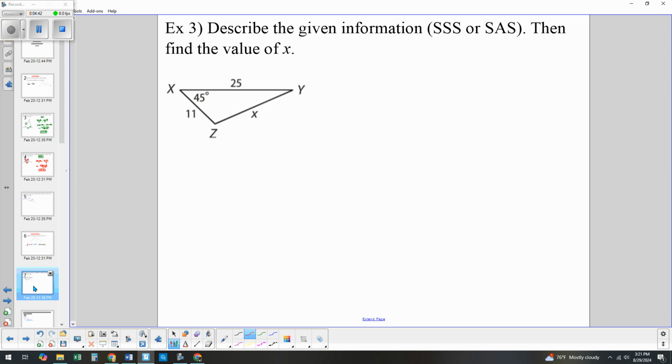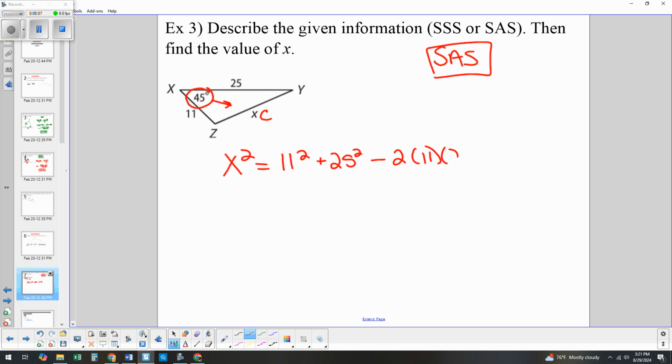For example 3, we can see that we are given two sides and the angle between them, so we are given SAS. If the angle I'm given is here, then this is my side c. So I'm going to start with x squared equals c squared equals a squared plus b squared minus 2 times a times b times the cosine of the angle C, which in this case is 45.